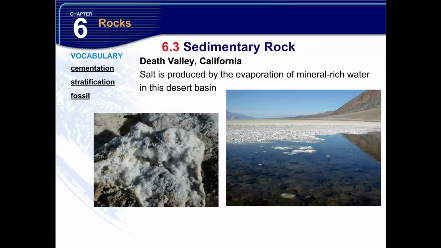And we also have some here, the chemical way that sedimentary rocks form is also evident in Death Valley in California, where salt is produced by evaporation of mineral-rich water. This happens in the desert basin, where the water evaporates and the sediments form together, or fuse together to form salt. They're compacted, cemented together.